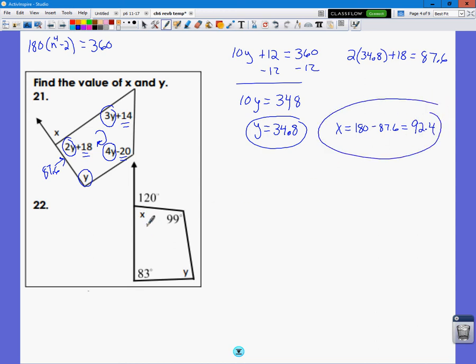Number 22 is easier. These two angles form a linear pair. So 180 minus 120 is 60. X is 60. The inside still has to add up to 360. So I've used 99, I've used 60, I've used 83, which is a total of 242 degrees out of the 360 that were there. So y is equal to 118.